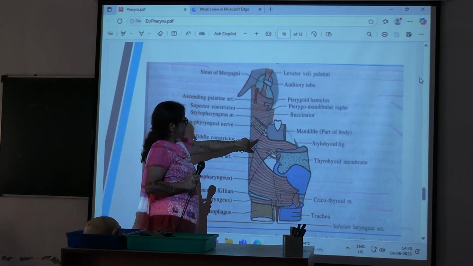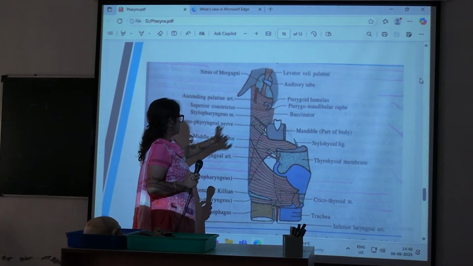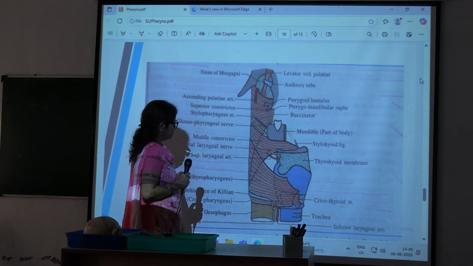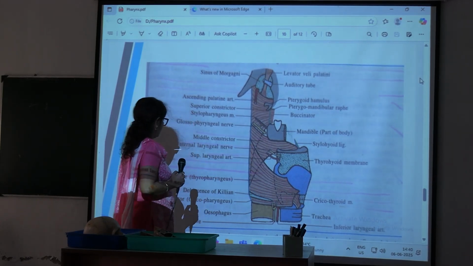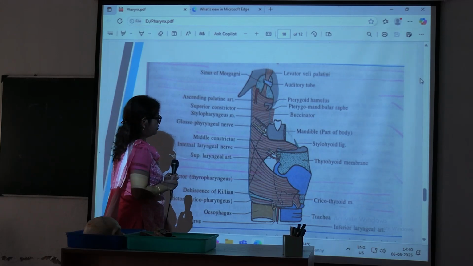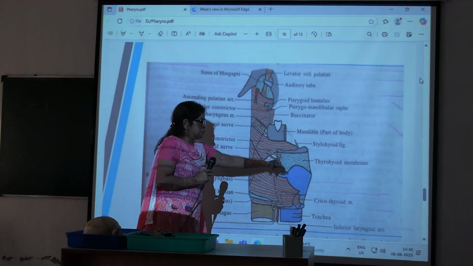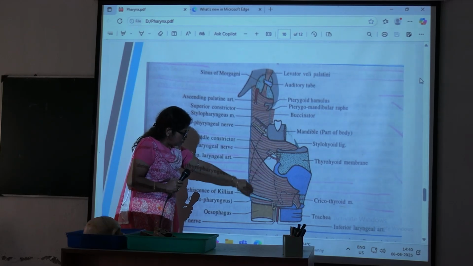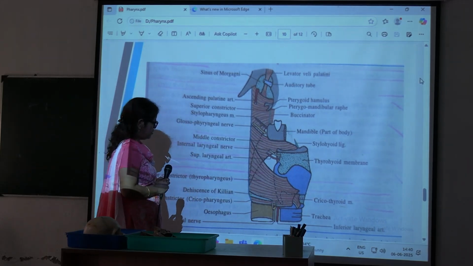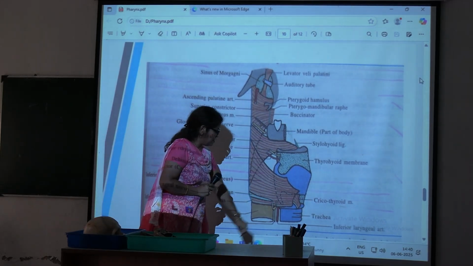In between the superior and middle constrictors, you can see in this picture, that is the glossopharyngeal nerve. In between the middle and inferior, that is the internal laryngeal nerve, which supplies the thyrohyoid membrane also. And below the inferior constrictor, that is the recurrent laryngeal nerve. This is the recurrent laryngeal nerve.